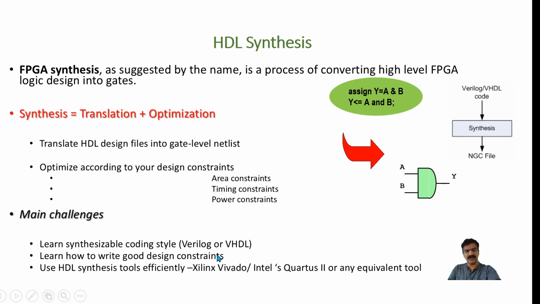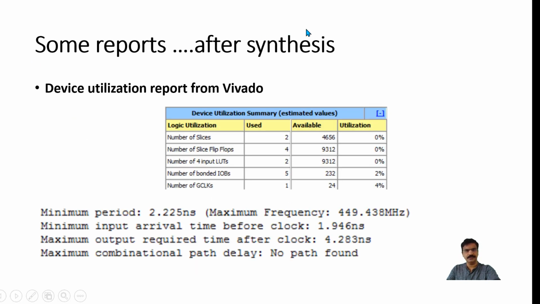Learn how to write good design constraints. So you have to write the appropriate constraints for power, for timing, for area, etc. Use the HDL synthesis tool effectively, either Xilinx Vivado, or Intel's Quartus II, or any equivalent tool. These are the main challenges.